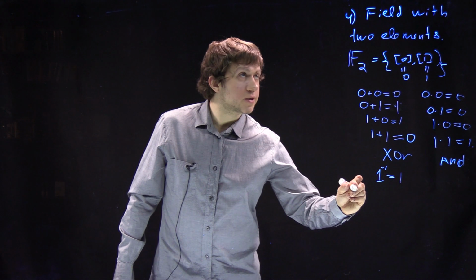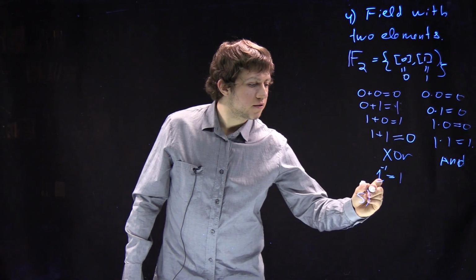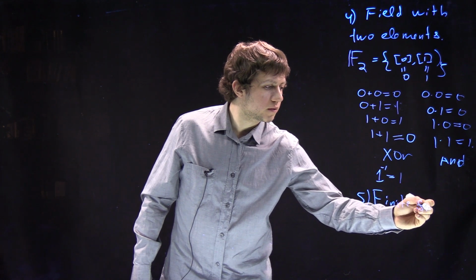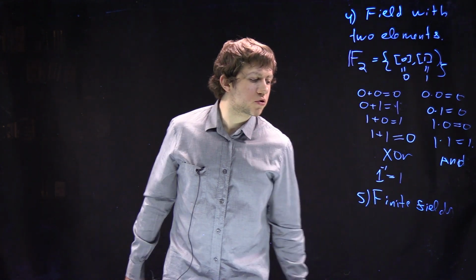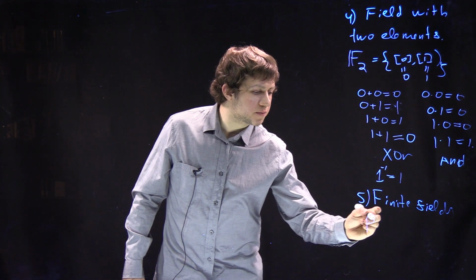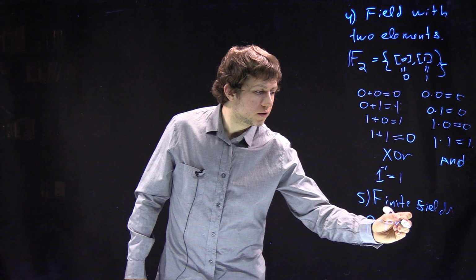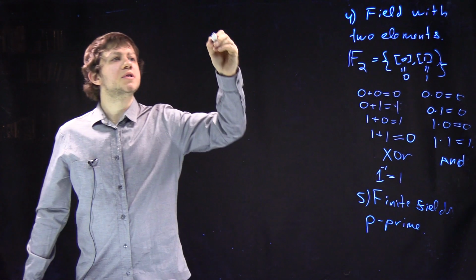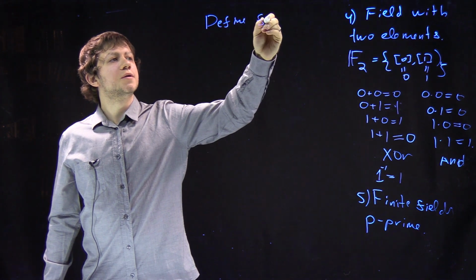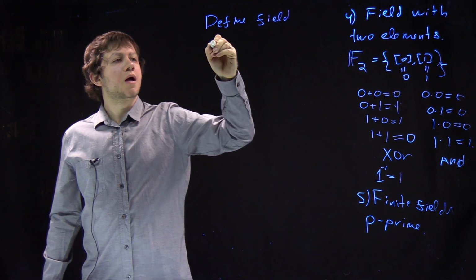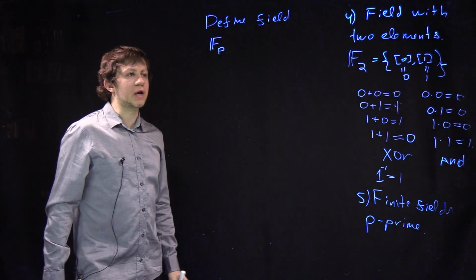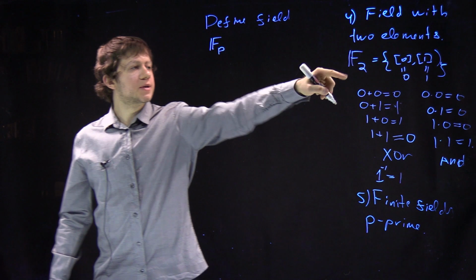So final example for us is finite fields. So this is a little bit more complicated topic. So let me start with p, a prime number. And then we will define field Fp. Okay, so you see p equal to 2 will give us this one.